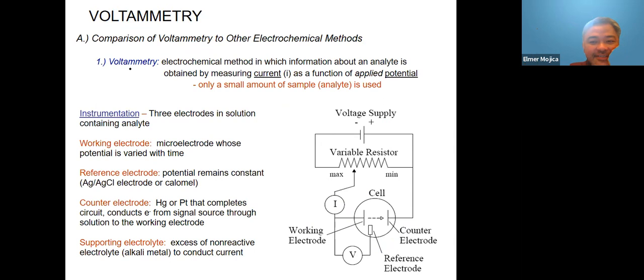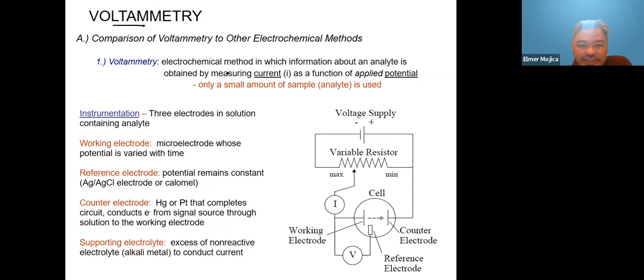Now, among the three, I would say this is the one that I'm a little bit familiar with, but unfortunately, this also has the most numerous electrochemical methods. Okay, and I think I'll just discuss some of the basics because time will not allow us to discuss all. So ito yung tinatawag nating voltammetry or yung voltammetric method. So how is voltammetry in comparison doon sa na-discuss na natin?